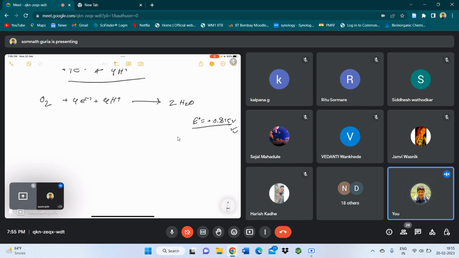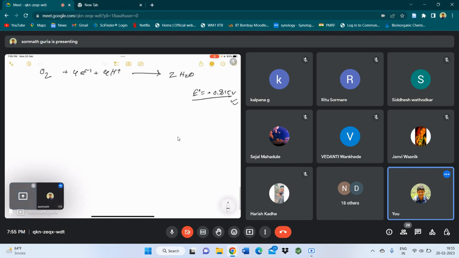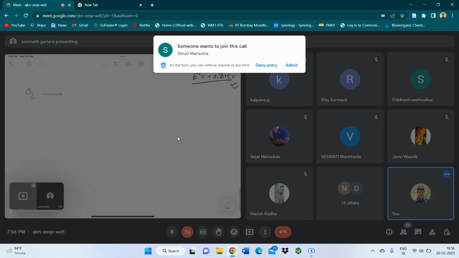So let's suppose one electron transfer is happening. So here is my oxygen O2. It takes one electron. It generates the O2 dot minus, that is known as superoxide.